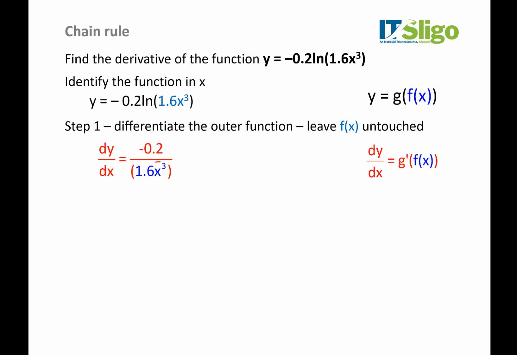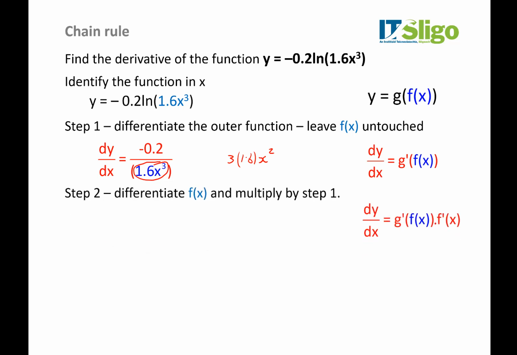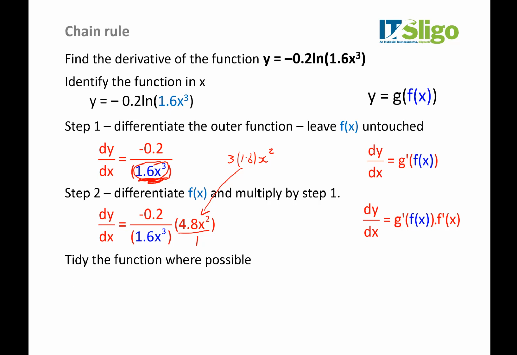Now our next step is differentiate this bit. The 3 will come down, multiply by the 1.6, that'll give us 4.8. And then we add minus 1 to the old power. So here, this is the derivative of this bit here. And finally then, tidy up as much as you can. Remember, this can be written as a fraction, top by top, bottom by bottom. So 0.2 by 4.8 gives us 0.96 x squared with the minus.